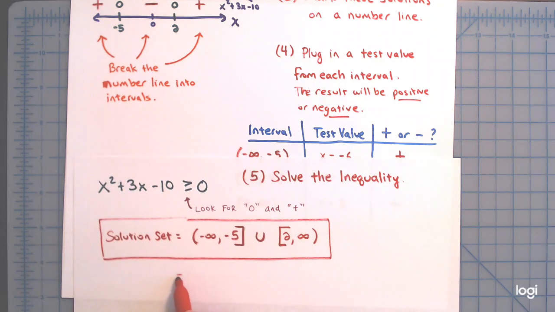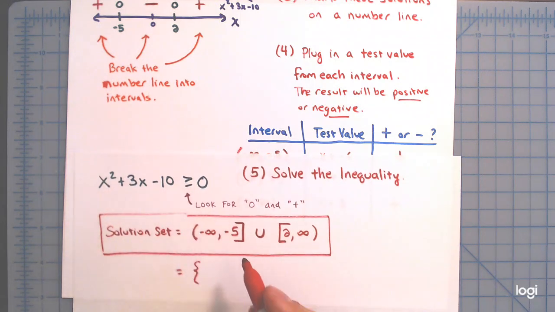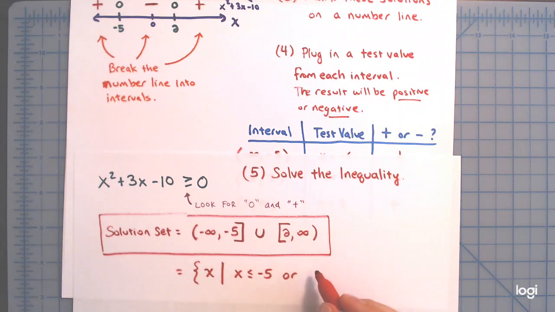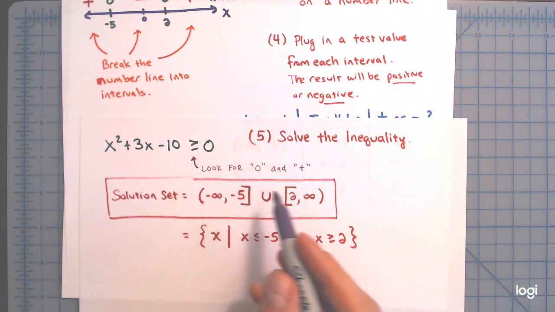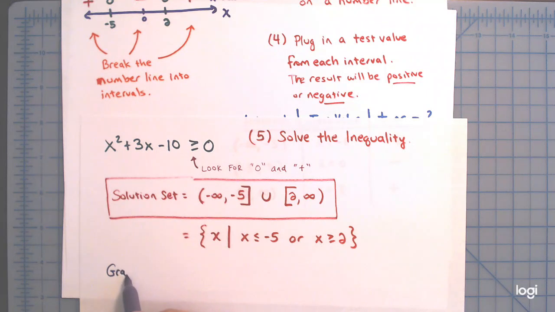You could also write this in that set builder notation. Say the solutions to this inequality are all values of x such that x is less than or equal to negative 5, or x is greater than or equal to 2, writing the inequalities that are equivalent to those interval notations. These say the same thing, and we're also asked to make a graph. Right, now that I have the solution set, let's actually make a graph, a picture of the solution set.